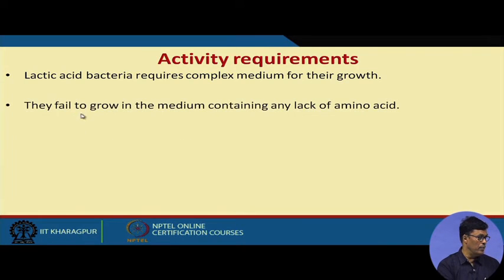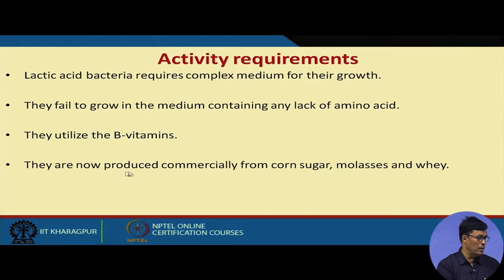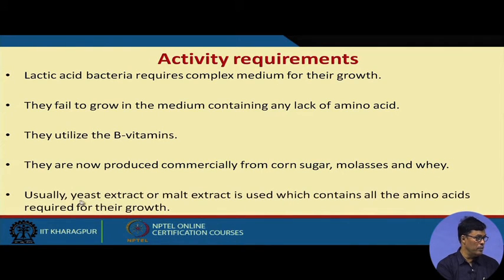Then they fail to grow in media lacking amino acids. They utilize the B vitamins, which are now produced commercially from corn sugar, molasses and whey. Whey is a very good raw material. Whey contains a very good amount of lactose, and it is a very good raw material for lactic acid production. And usually yeast extract or malt extract is used, which contains all the amino acids required for the growth of lactic acid bacteria.